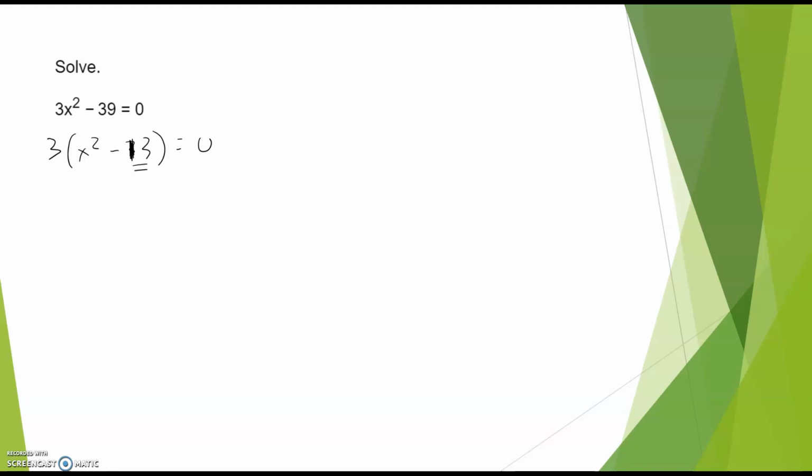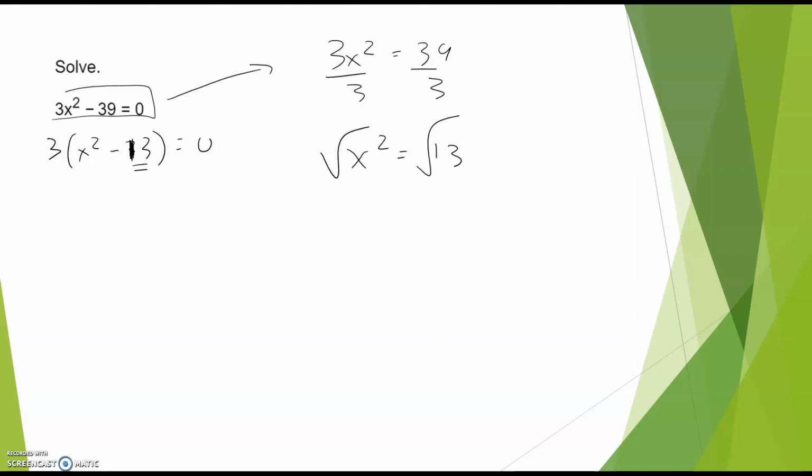So maybe we recognize this one is solvable by taking roots, right? And when I say taking roots, if we add 39 to both sides, we get 3x squared equals 39. And then I can take the square root of both sides and I get this answer. Or answers, I should say. I get two answers, plus or minus root 13. Okay, and that's it. Those are my two solutions.